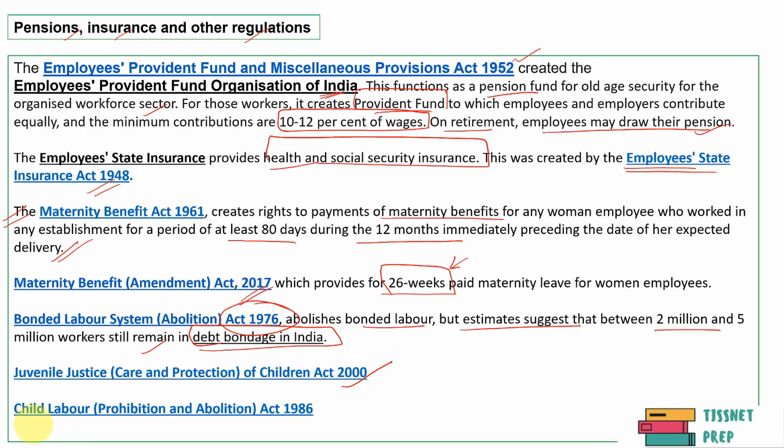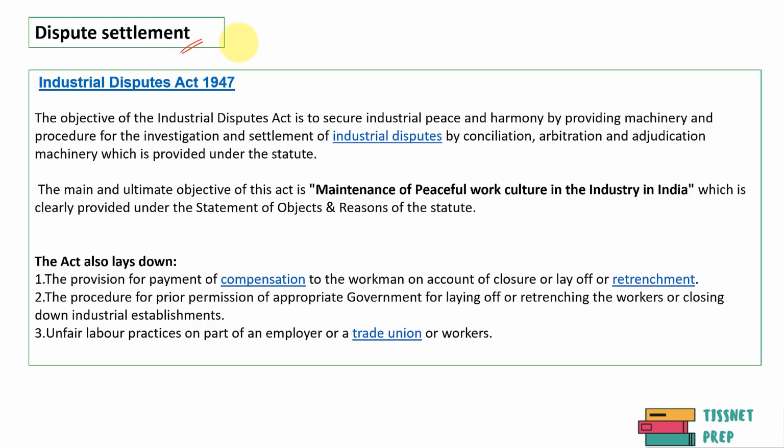Now another important act is the Child Labor Prohibition and Abolition Act. It came in 1986, which abolished the participation of child labor in the workforce. Now at the time of independence, we had this law which settled all the disputes between industries and employers and employee relations. So this law was the Industrial Dispute Act of 1947. Let's read it in detail.